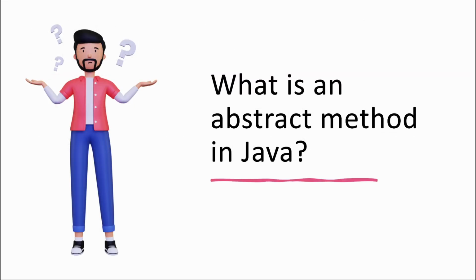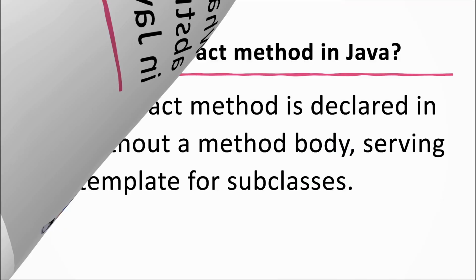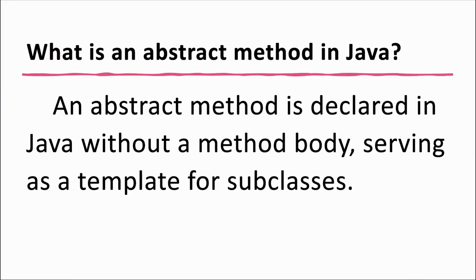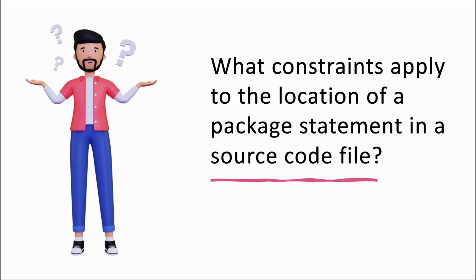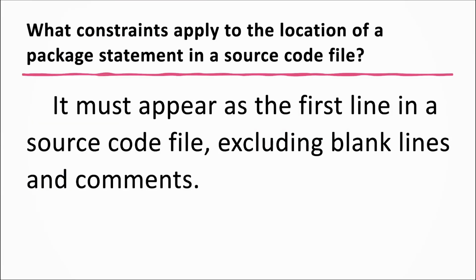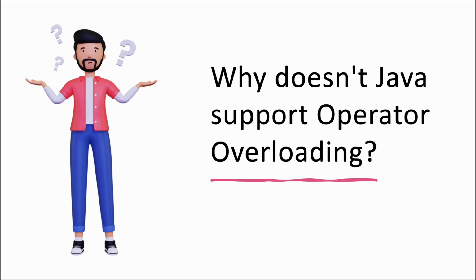Next question is, what is an abstract method in Java? And the answer is, an abstract method is declared in Java without a method body, serving as a template for subclasses. Next question is, what constraints apply to the location of a package statement in a source code file? And the answer is, it must appear as the first line in a source code file, excluding blank lines and comments.